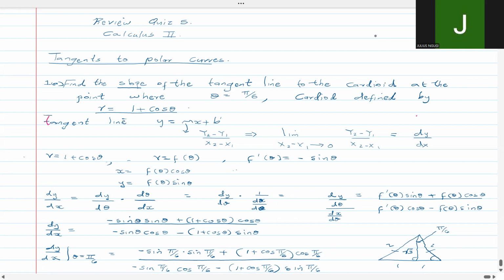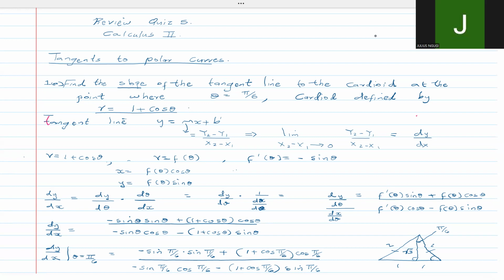So the tangent line is given by the equation y equals mx plus b, because it's the general equation of a line. So we're talking about the slope. The slope is given as y2 minus y1 over x2 minus x1, or we just say rise over the run. But because it's a tangent line, it has to touch the curve at only one unique point.